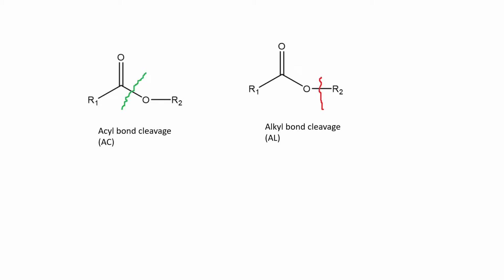Now see what is acyl bond and alkyl bond. This one is the acyl group, so this bond is called the acyl bond. And this one is the alkyl group, so this bond is called the alkyl bond.